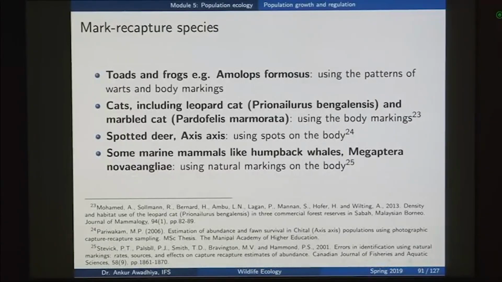You can look at toads and frogs. There are a number of toads and frogs that have specific body markings, and every individual can be distinguished from another individual from the body markings. Cats such as leopard cat or marbled cat, here also you have different body markings. Spotted deer like the cheetal. So, cheetal also has spots on its body, and you can identify different cheetals using their spots. Or some marine mammals such as humpback whales. In the case of humpback whales, you also have their natural markings.